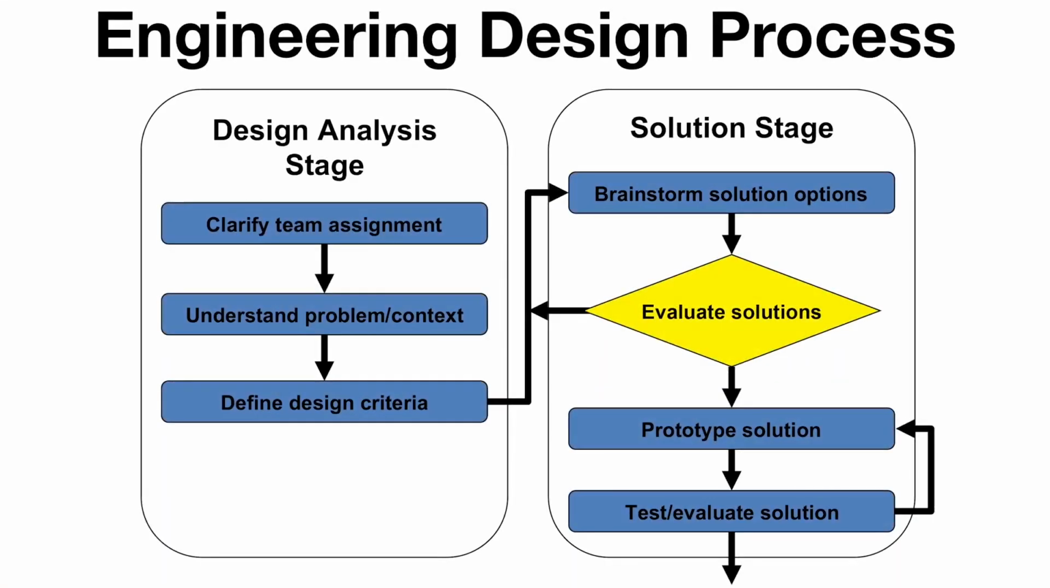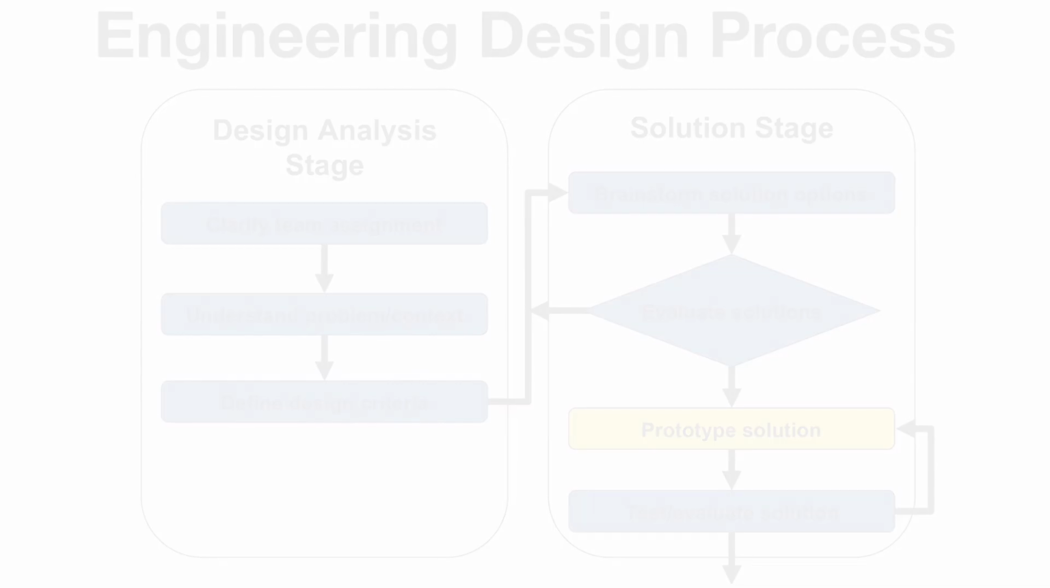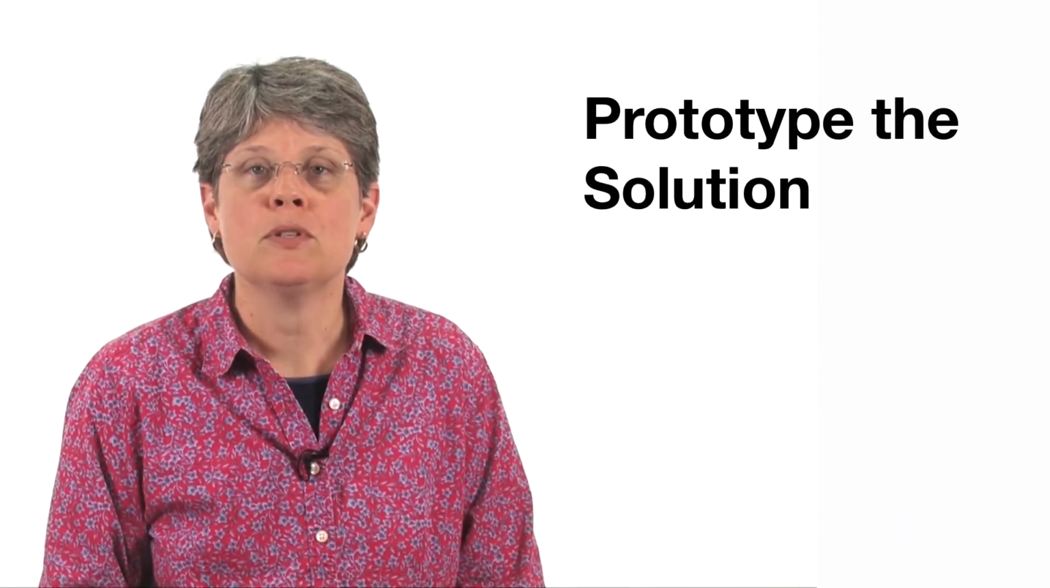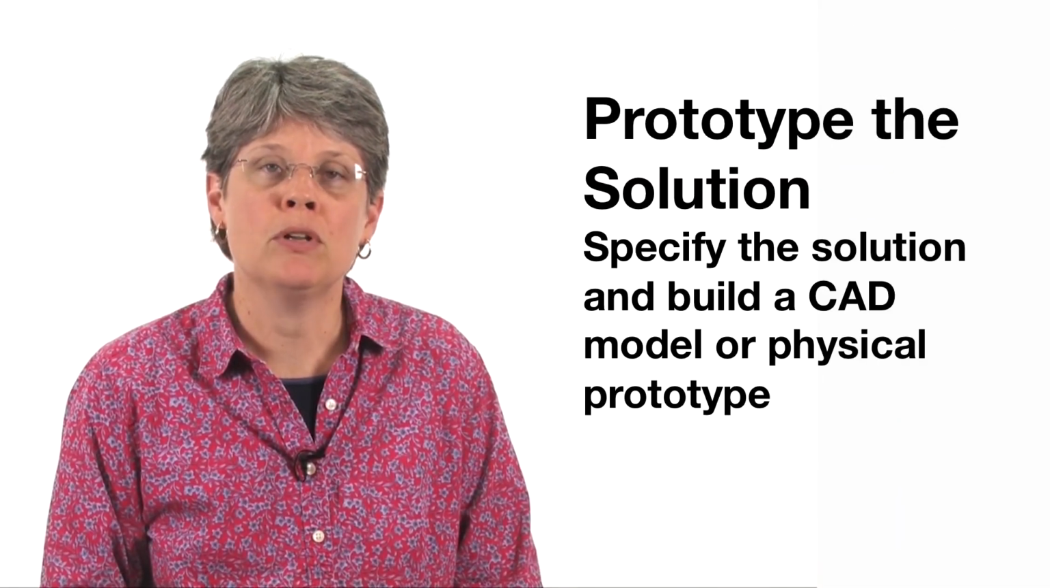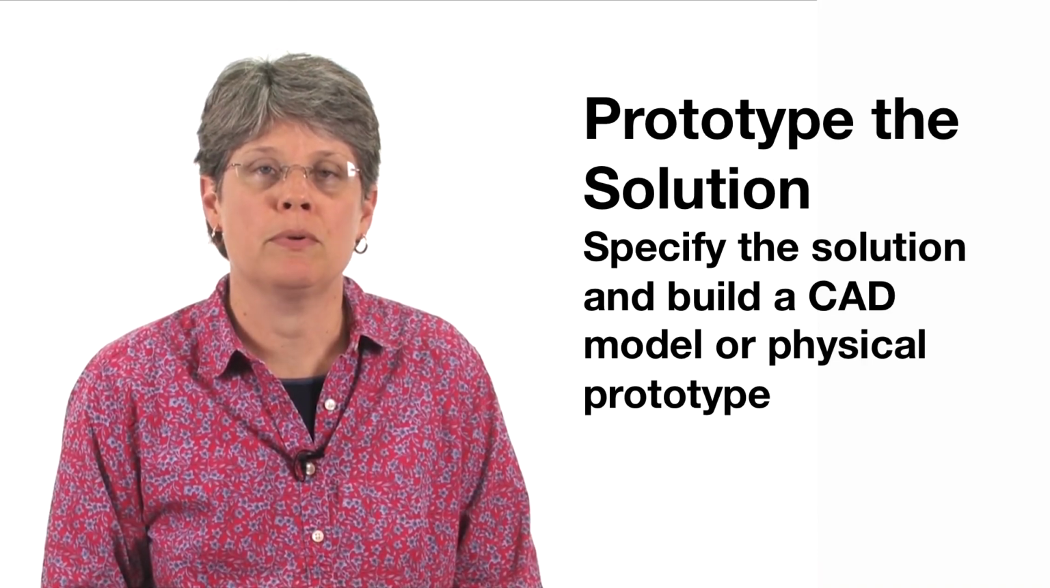During this process, teams use engineering techniques that include screening and scoring matrices. The process for selecting a solution is iterative and at times tedious. However, it's very important to do this step with integrity because you're essentially identifying the best designed solution. The third step in the solution stage is to prototype the solution. In this step, teams specify their solution and build a CAD model or a physical prototype.